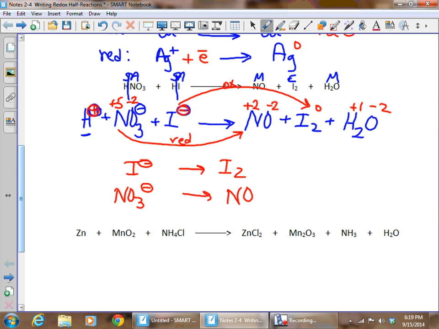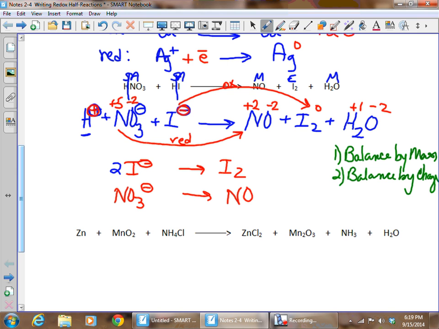Now here's an example of a couple of things that you're going to run into. First of all, we must balance by mass and then balance by charge. So balance by mass first, and then go back and balance by charge. So with our iodine, the first thing we've got to do is to come back in here and say, okay, there's 2 iodines on the right, so we must have 2 iodines on the left. So that's going to balance out our iodines by mass.